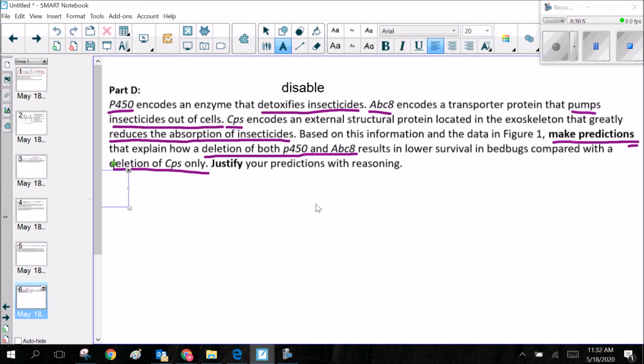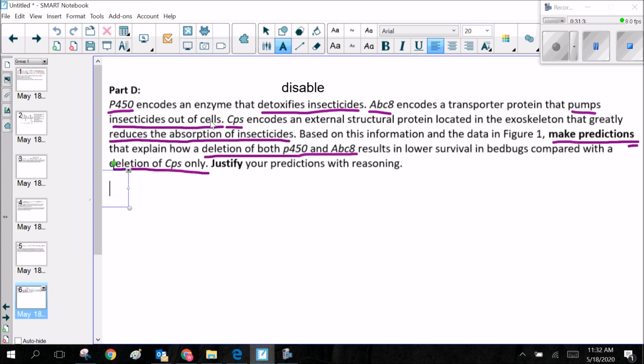Okay, so what's going to happen when we delete P450 and ABC8? Well, let's take a look at what they do. P450 disables the insecticide. Okay, that's useful. ABC8 is going to pump it out of the cells. Okay, so if only ABC8 was damaged, then the insecticide wouldn't be able to be pumped out of the cells and it would be trapped inside. But if P450 was still alive, the cell could just detoxify the insecticide even though it was still inside, so it's fine. If P450 was gone, so we couldn't detoxify the insecticide, but ABC8 was fine, ABC8 would still be able to pump the insecticide out of the cell, and the cell would be free of it, and it wouldn't matter.